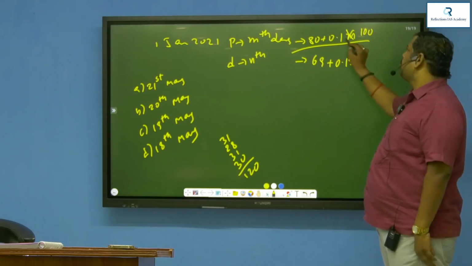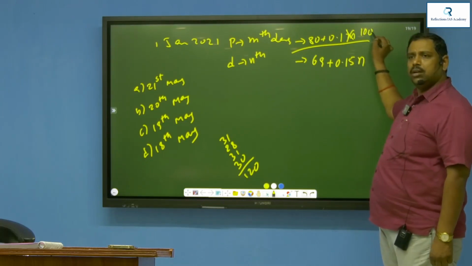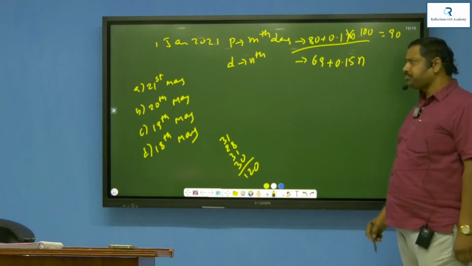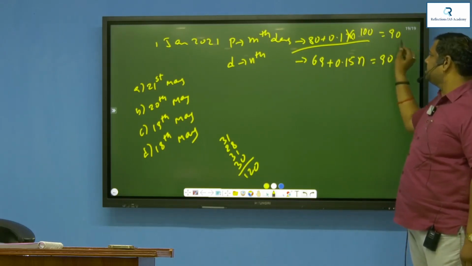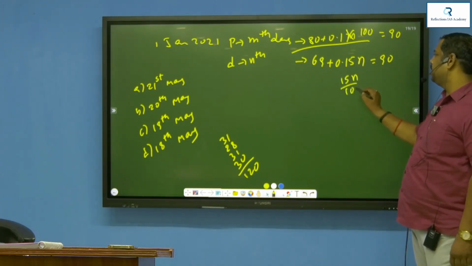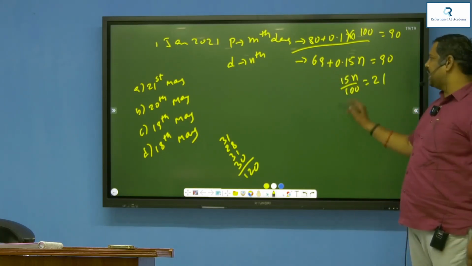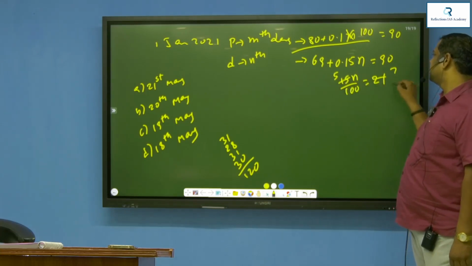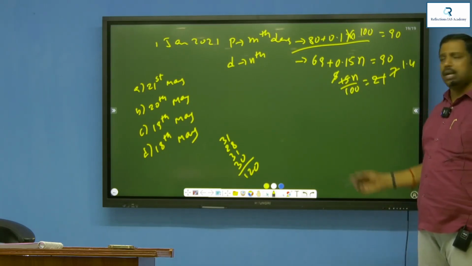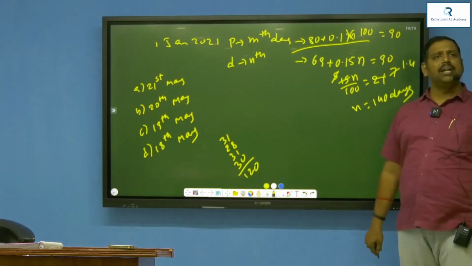Okay, 0.1 into 100 means 10. Okay, 80 plus 10 becomes 90. So what is the price of petrol? 90. So both are equal means the diesel price will also be 90. Okay, can I write it as 15n by 100 is equal to 21, moving the 69 to this side. It will be 21. Cancel with the 3, 3 5s, 3 7s. Okay, 5 1s, 5 1.4s. Right or wrong? Cross multiply. n is equal to 100 into 1.4, which is 140 days. After how many days? 140 days.